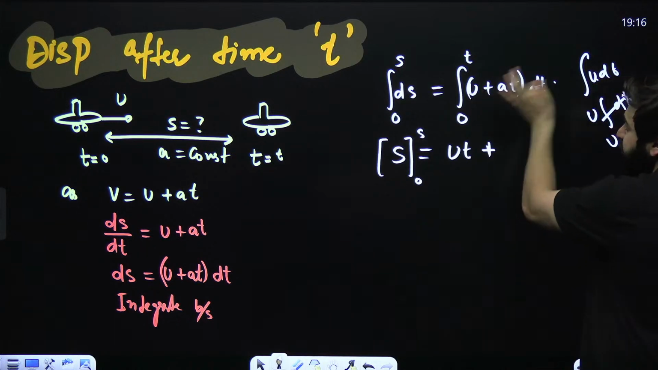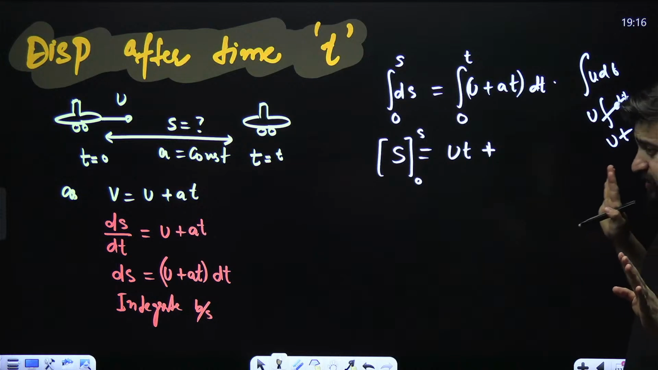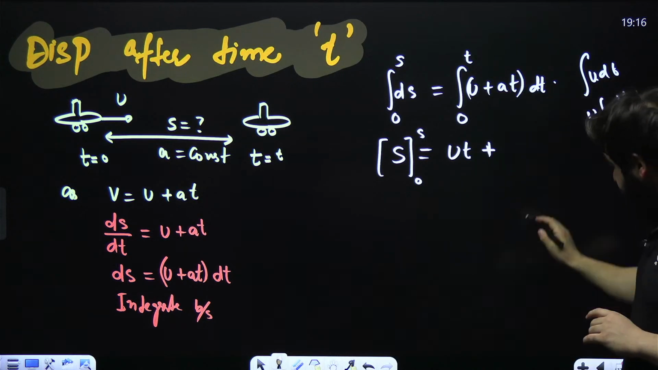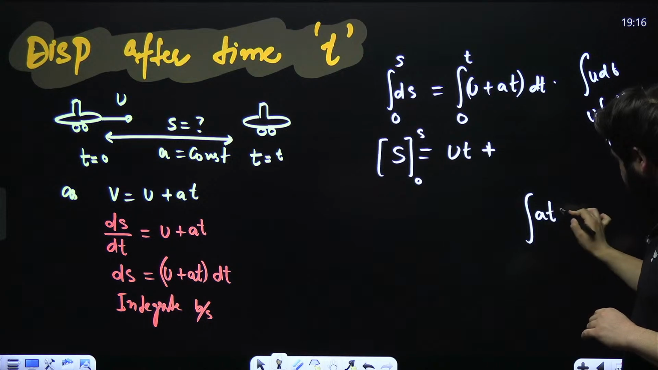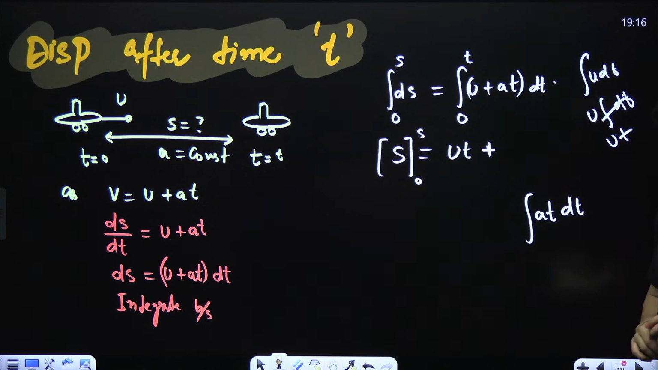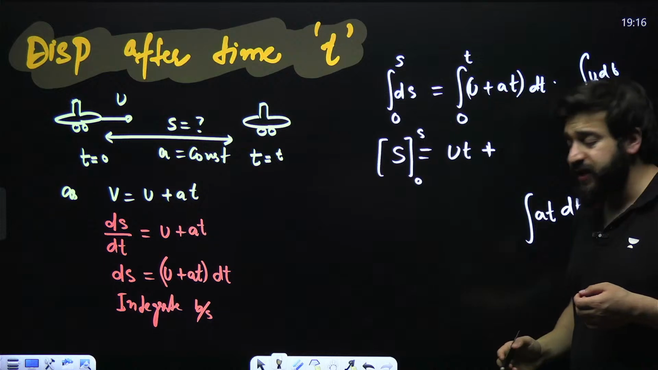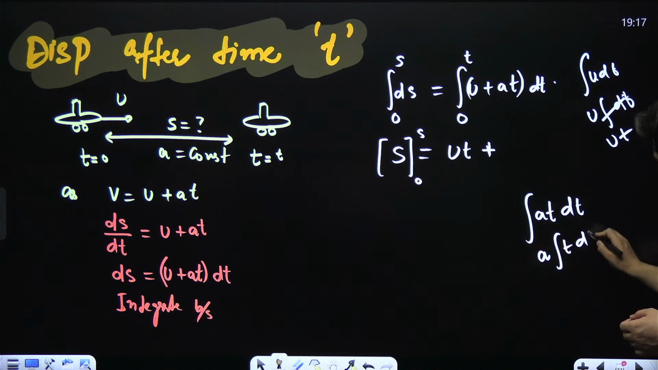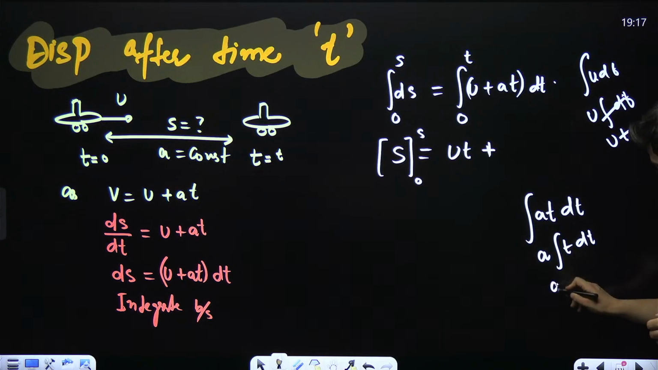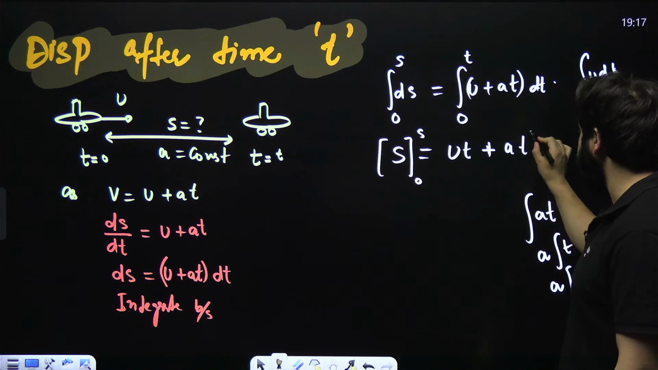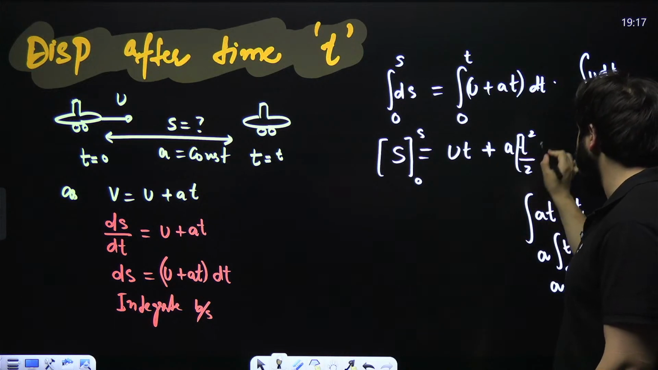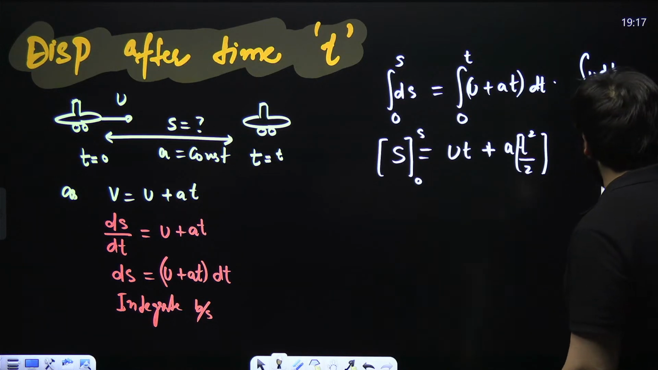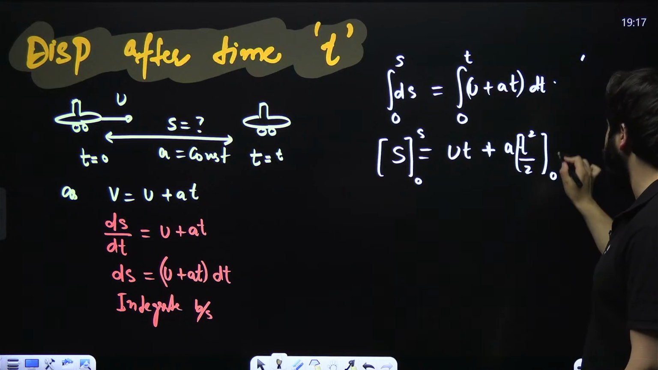Plus, what is the integration of at, my dear friends? Integration of a into t dt. Acceleration is constant in this particular case, so take acceleration out. Then it is integration of t dt. Integration of t is t square divided by 2. So a, and then t square divided by 2, and if we put the limits, limits are from 0 to t.